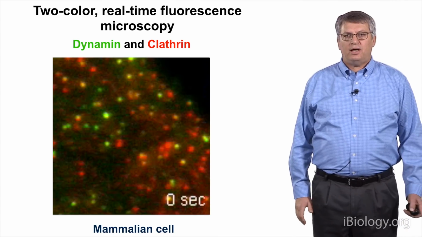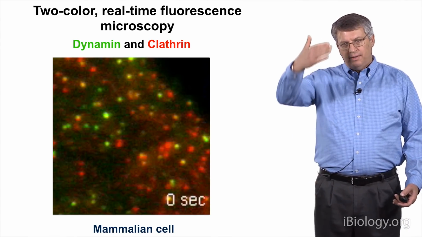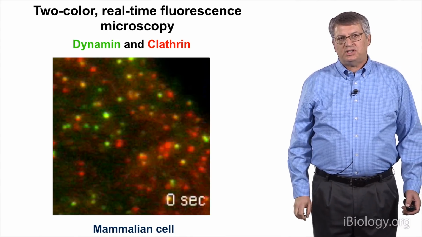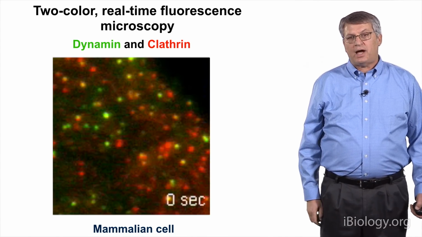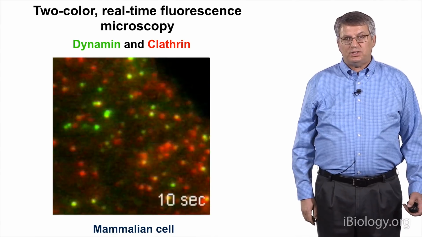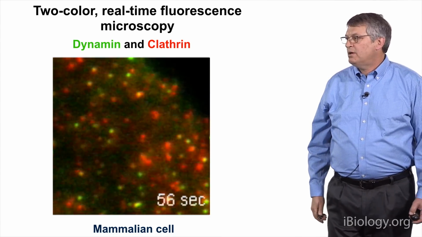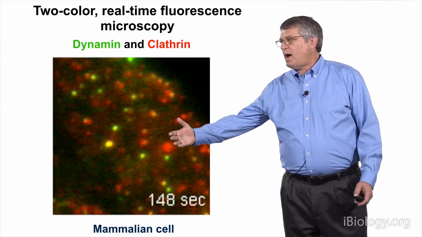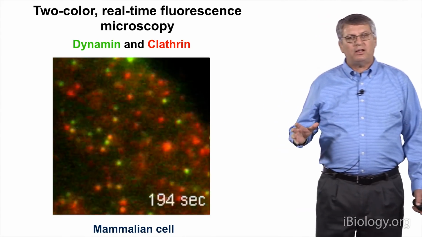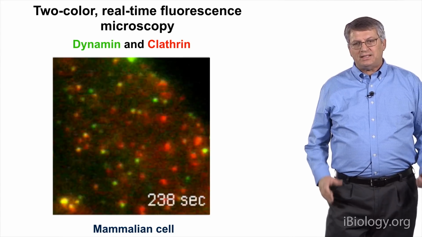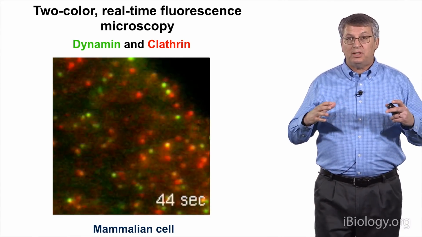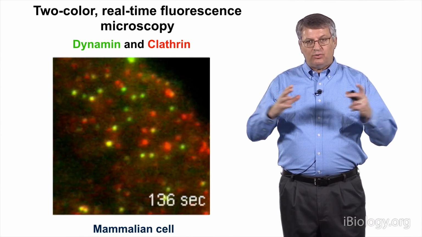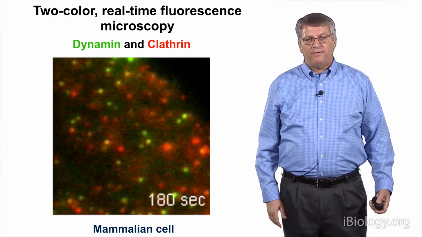And so this is TIRF microscopy, which illuminates the bottom surface of a cell that has been endogenously tagged for clathrin in red and dynamin in green. And when we watch this in real time, what we see are lots of red and green spots. And what happens if you watch any of these red spots, after a while it will turn yellow and then green. And what that signifies is that clathrin is assembling into a coated pit, and then dynamin in green is coming along and pinching off the vesicle.